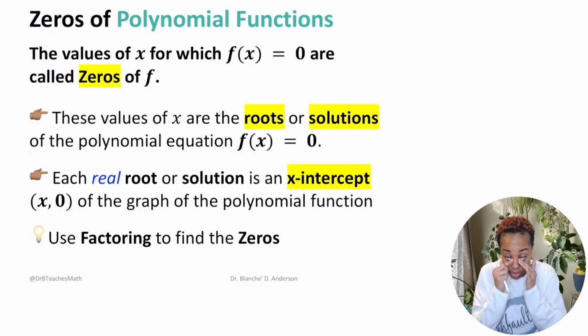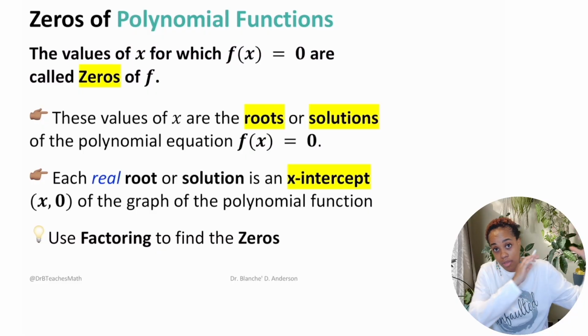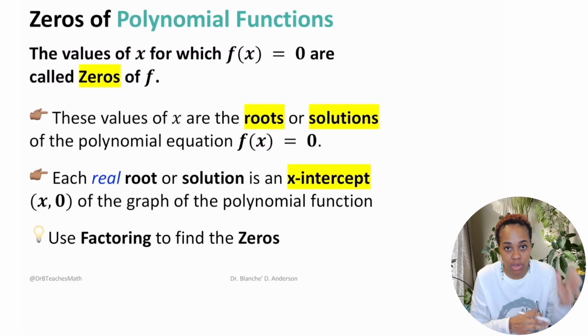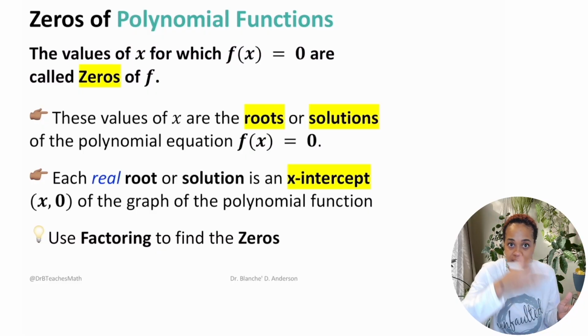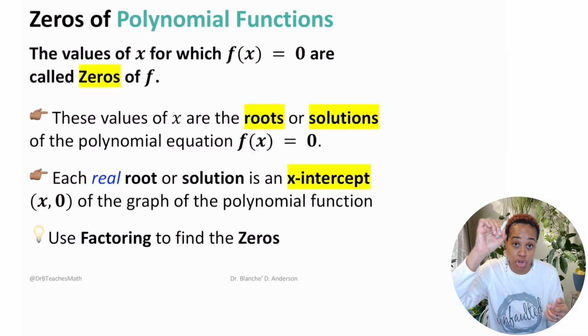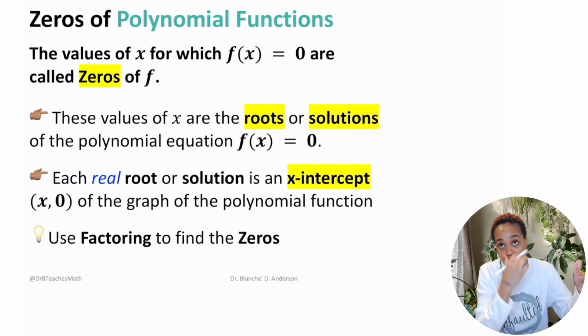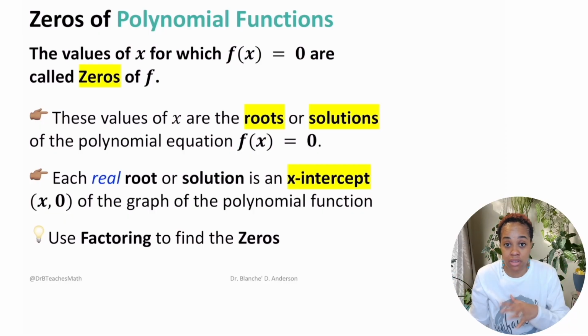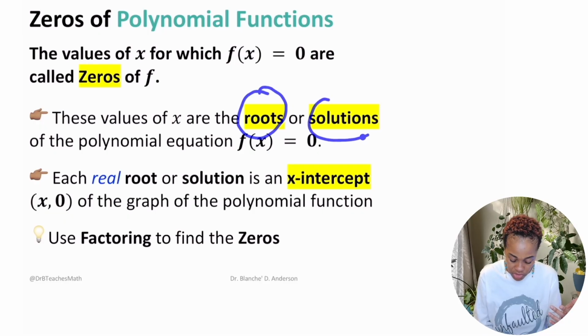Zeros of polynomial functions. Now you're like, what? So on all the graphs that we saw before, if you noticed, a lot of them were crossing the x-axis and going up and flipping, or some of them, like with the x squared, were touching the x-axis and turning and going up. Well, wherever the graph hits the x-axis, those are called zeros, or sometimes you'll see the words roots or solutions.